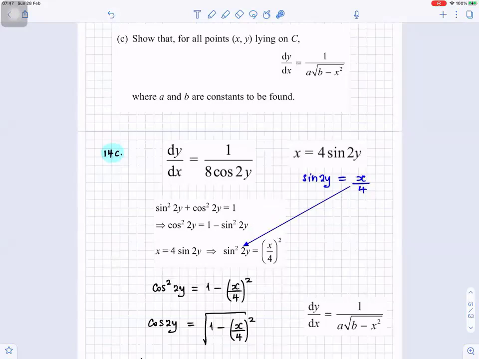So we have x equals 4 sine 2y. So that means sine squared 2y is equal to x over 4 squared. So we square that and square that. If we square sine 2y, we square the other side. Now we know cos squared 2y is 1 minus sine squared 2y. So it's 1 minus x over 4 squared. We replace sine squared with x over 4 squared. Now take the square root. Cos 2y is the square root of 1 minus x over 4 squared.